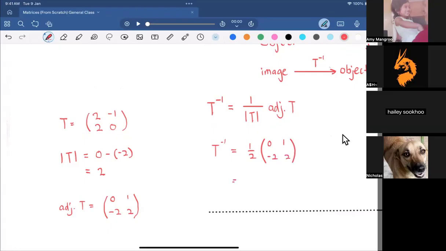And when you work it out, a half by 0 is 0. A half by 1 is a half. What's a half by minus 2? Minus 1, right? And a half by 2? 1. Right. That's it? Yeah. That's the inverse.